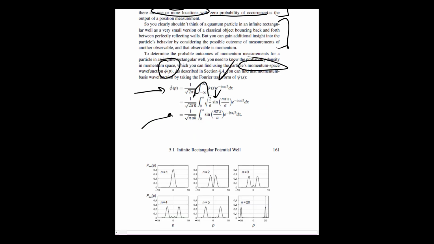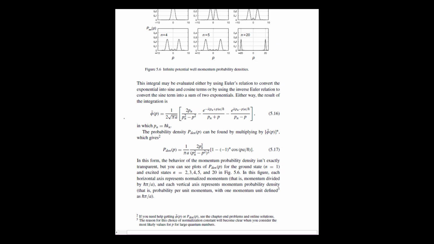It's a bit of a nasty integral, but the way to approach it is either turn this into exponentials using the inverse Euler, or turn this into cosine minus i sine using the Euler relationship. When you do that, you should get that phi tilde of p looks like this. Your version should have the correct h bar square root factor in the numerator here. And when you take phi tilde star phi tilde, you should get this. Again, there will be an h bar in the numerator.